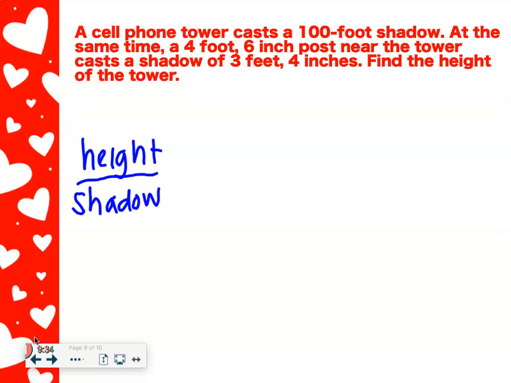So if we start with the phone tower, do I know what the phone tower's height is? No. So we're going to call that X. But what's its shadow? 100 is equal to, what is the height? Because this is a proportion, the height of our post is 4.5. Should we use decimals or fractions? So 4 feet 6 inches.